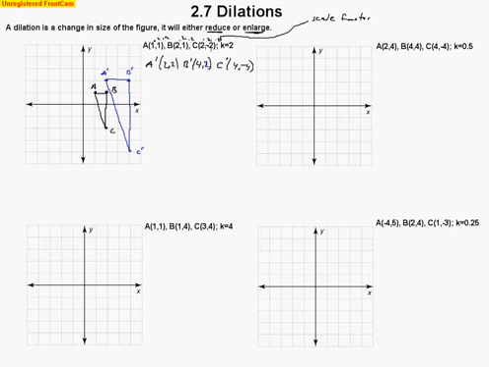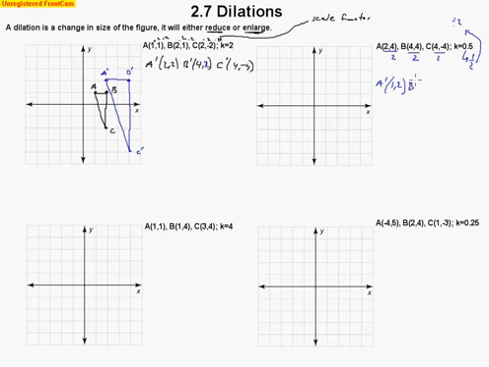So let's take a look at the next one. This one is a fraction. So this scale factor is going to be 1/2 or 0.5. And when we have 1/2, what that means is divide by 2. So that's what I'm going to do with each of these terms. I'm going to divide them all by 2, every single number there. So A prime becomes 1 comma 2. I get that by dividing 2 over 2 makes 1, 4 over 2 makes 2.